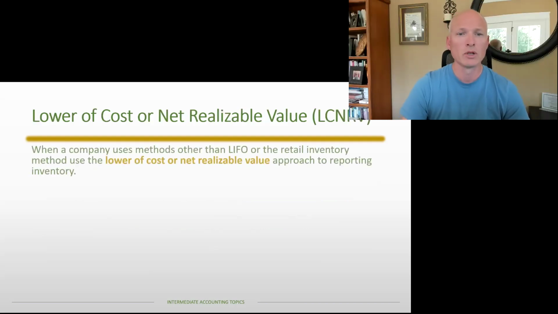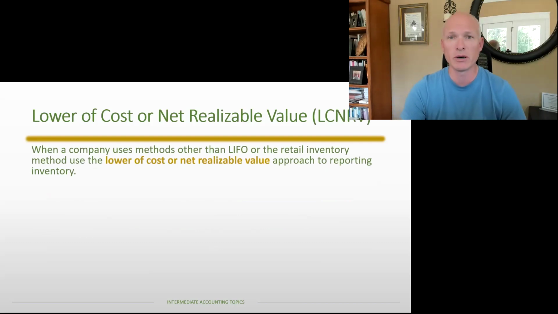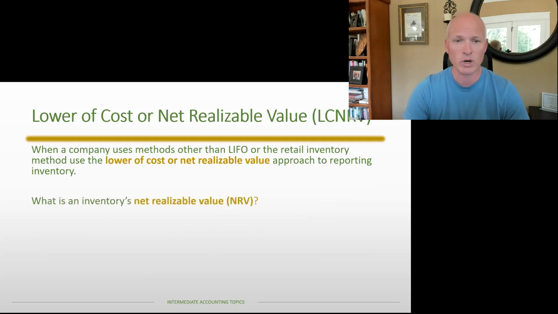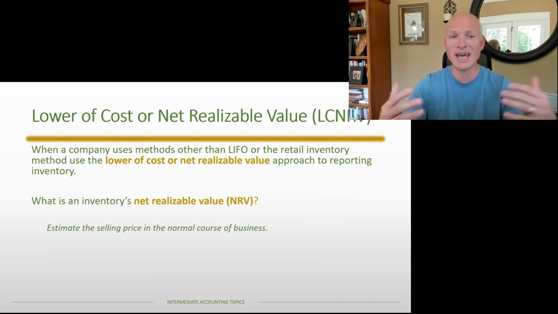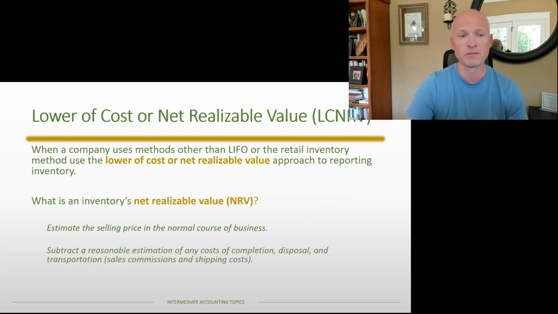All right, so lower of cost or net realizable value. Again, we use this approach when we're using a method other than LIFO or retail inventory. What is that? Well, for net realizable value, the first thing you do is estimate the selling price. Obviously, you haven't sold these items. They're in your inventory, but you estimate that if we go through a normal process, this is what we would sell them for.